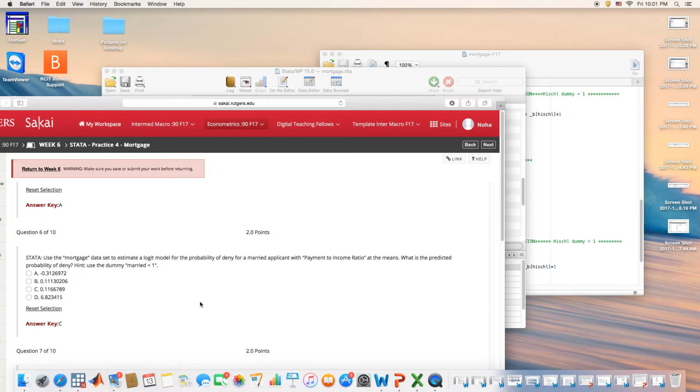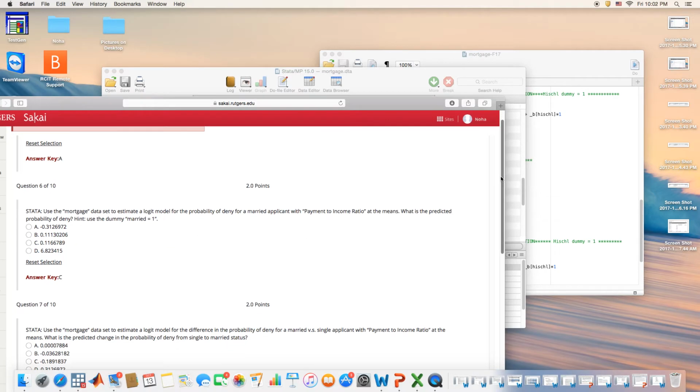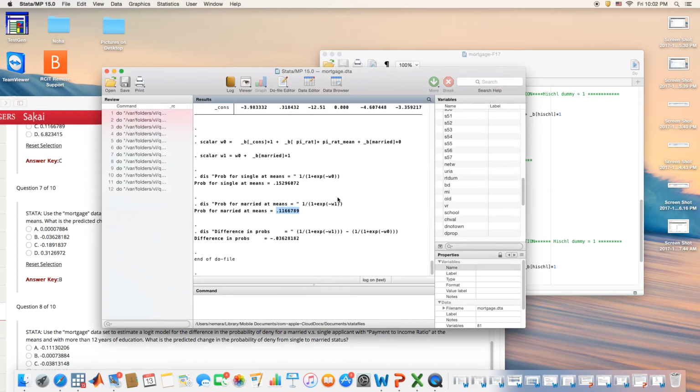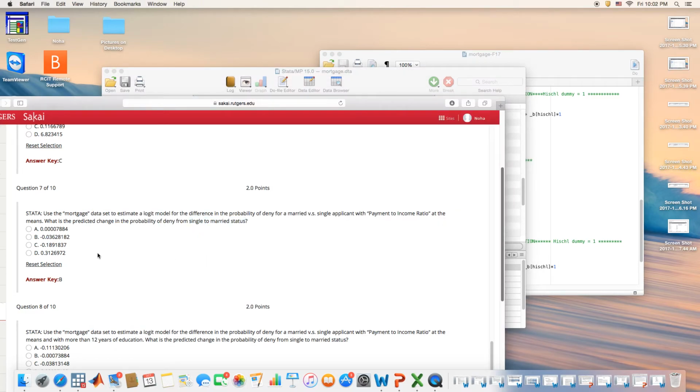Question number 7 is asking you, again, same story as we had with the previous probit. With the logit, we're asking about the difference between being single and a married status. Of course, you have a drop in the probability of denial, so you would expect a negative answer before you start. It's either B or C. So the difference would be about negative 3.6%, and the answer is right here, B.